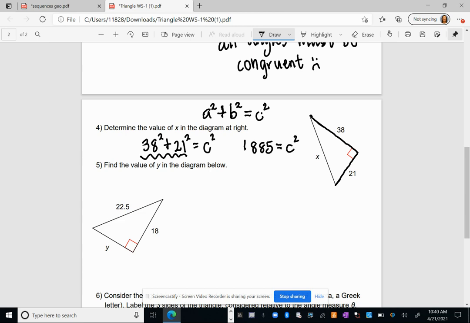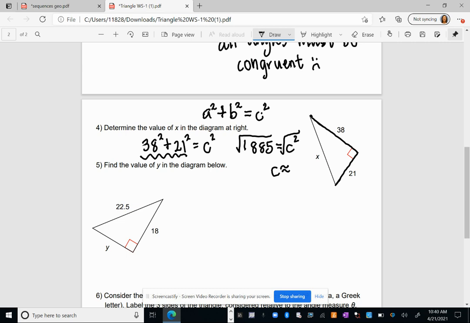Okay, and that's what the side squared is. I don't want to know what x squared is. I want to know what x is. So how do you undo square? You square root. I'm going to do that on my calculator. What is the square root of 1,885? It comes out as a decimal, so we'll just round.